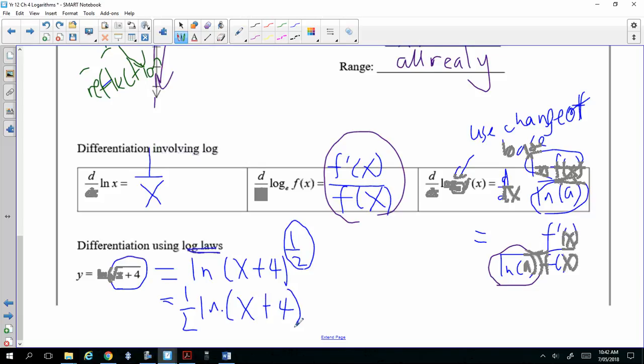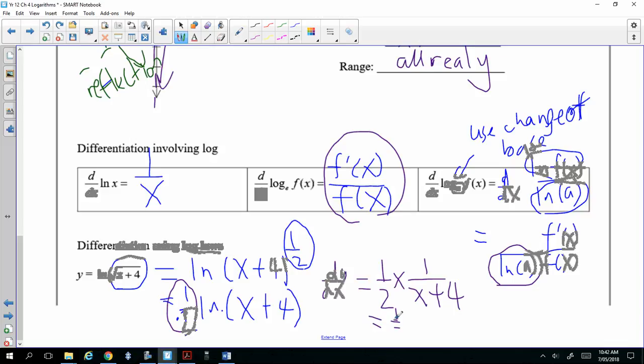So once you bring the half down, then you can differentiate it. You just differentiate ln x plus 4. So now you can write dy over dx. dy over dx is half. That half just stays there, times, using this rule, 1 over x plus 4, which becomes 1 over 2 bracket x plus 4.